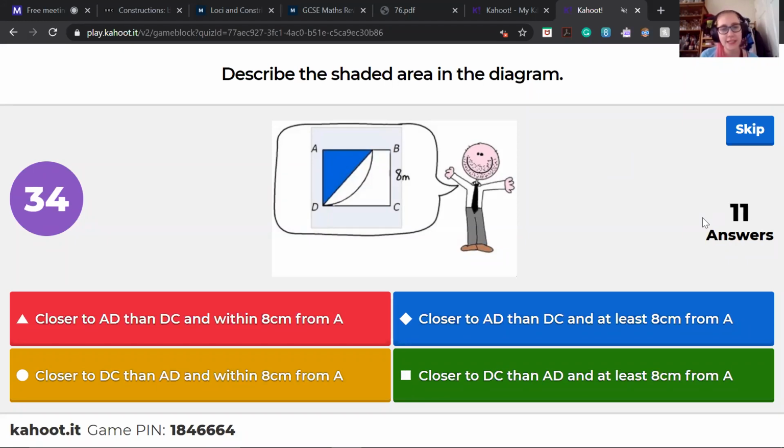So for this one, just see again if you can work out which line it's closer to. Is it closer to AD or DC? So at least try to get the right one of those. And then think about, is it within the circle around A or is it outside the circle?